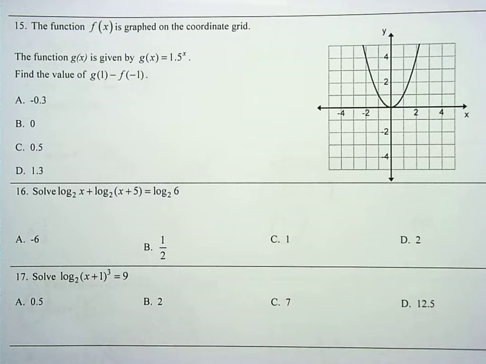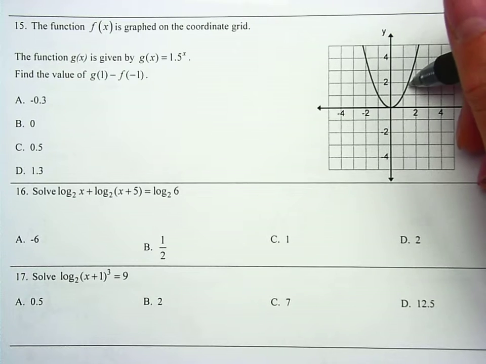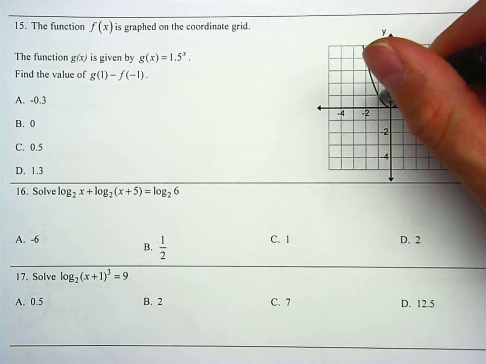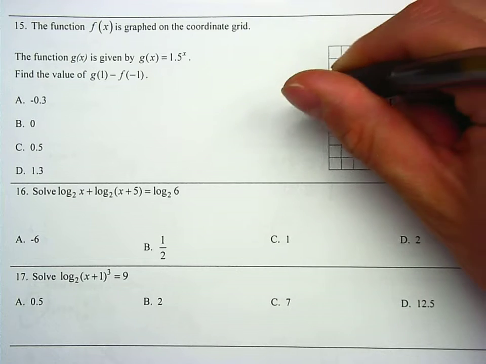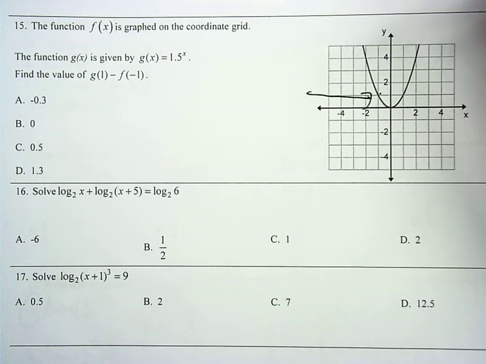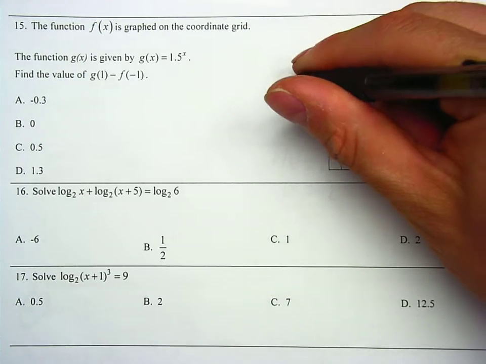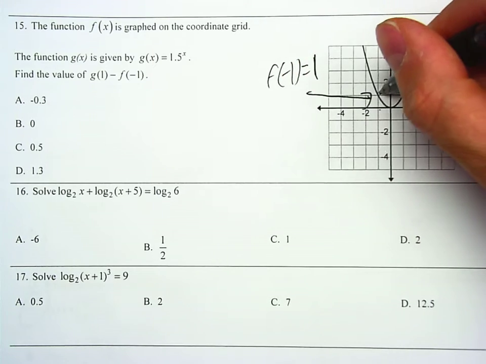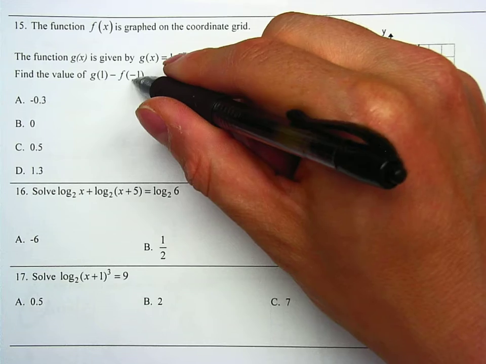All right, function g of x is equal to 1.5 to the x. Find the value of g of 1 minus f of negative 1. So this is f of x on the coordinate grid. f of negative 1 is the value of the f function at negative 1. That value at negative 1 is positive 1. f of negative 1 is equal to 1, because when x is negative 1, y is positive 1.